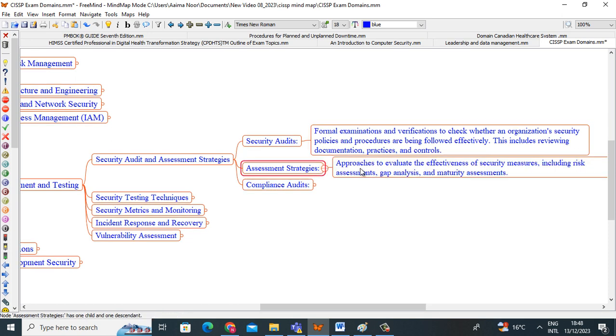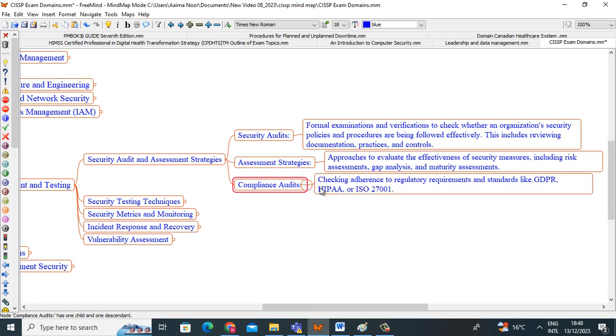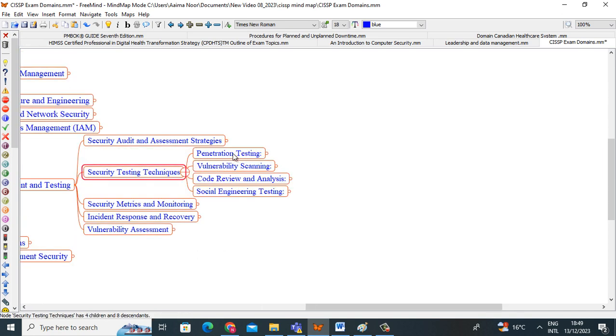Assessment strategies. Approaches to evaluate the effectiveness of security measures, including risk assessments, gap analysis, and maturity assessments. Compliance audits. Checking adherence to regulatory requirements and standards like GDPR, HIPAA, or ISO 27001. Security testing techniques.